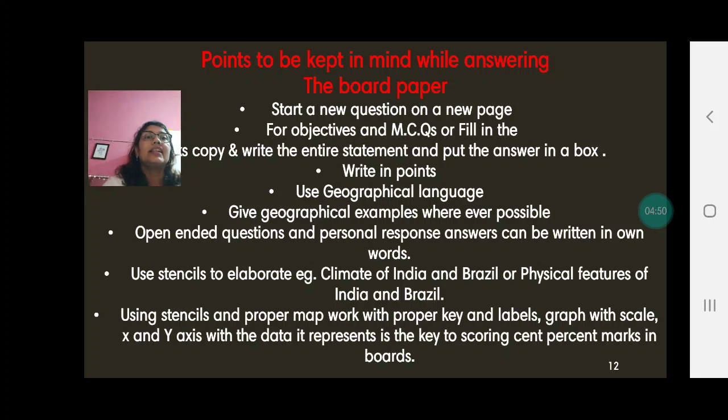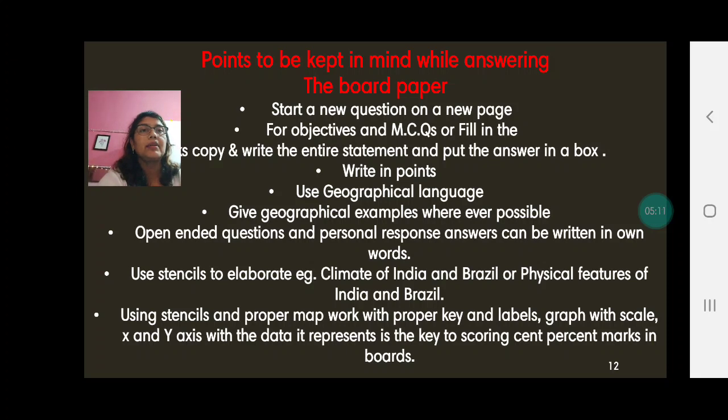Then using stencil and proper map work, with proper key and labels, graphs with scale, graphs with marking of x and y axis, and representing the accurate data, all this is key to scoring 100% marks in boards.